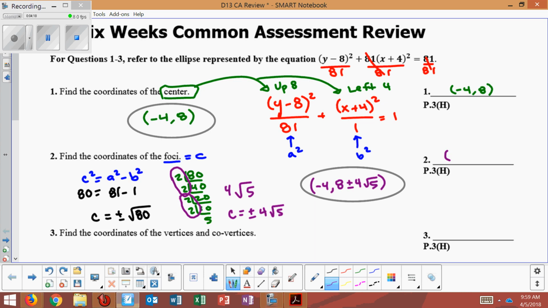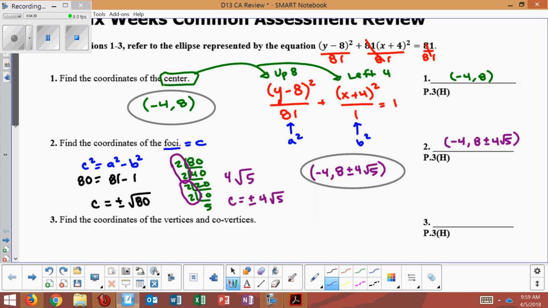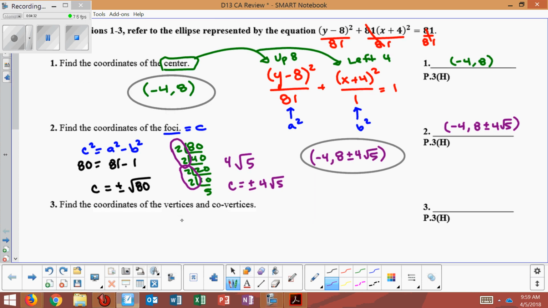And again, I could write these over here. So it'd be left 4 units, and then you would go to the center, which is at 8, and then you would add and subtract 4 square roots of 5 to it to find the foci. Now finally, it says find the coordinates of the vertices and covertices. If you remember, vertices have to do with the letter A. Covertices have to do with the letter B.